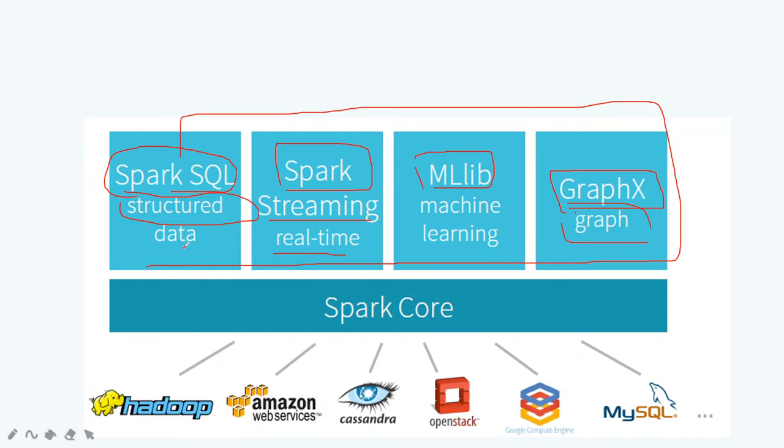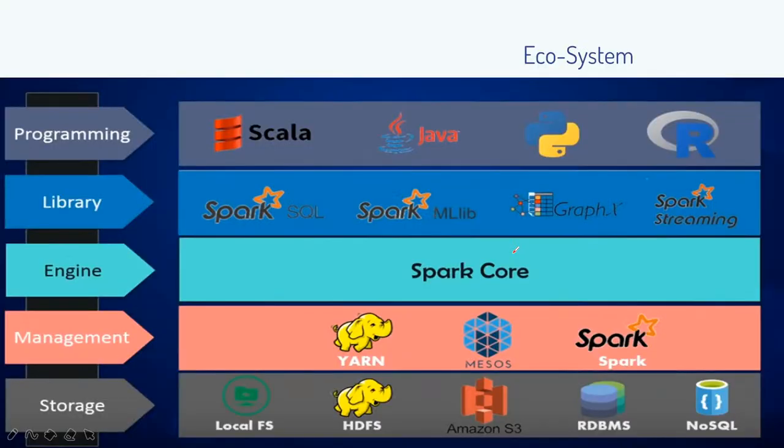And here we have Spark Core. Spark Core is the core library package, and using that package we are going to run those libraries. And here we have a full ecosystem from storage to programming. Generally, if you take normal Java or Python, we use some library packages, and those library packages use some engine. Commonly that engine is called the Spark Core engine.